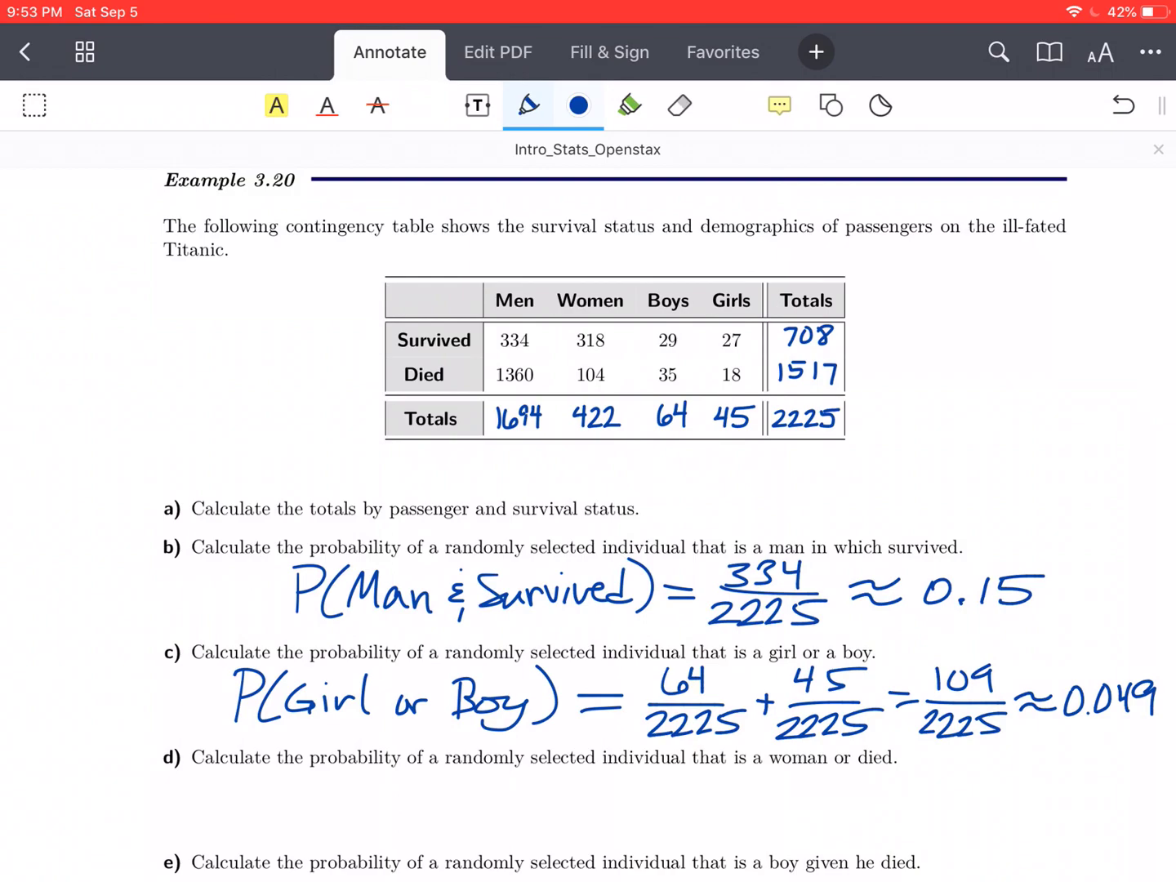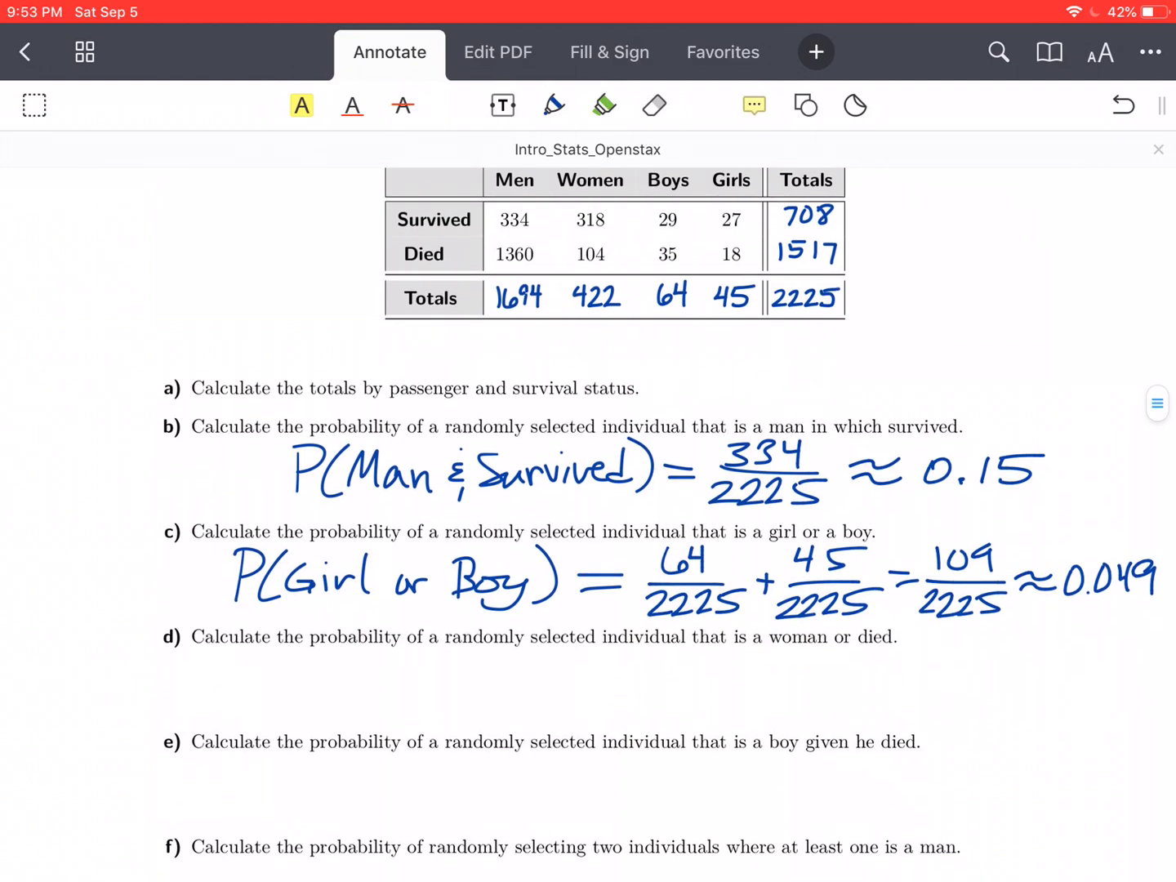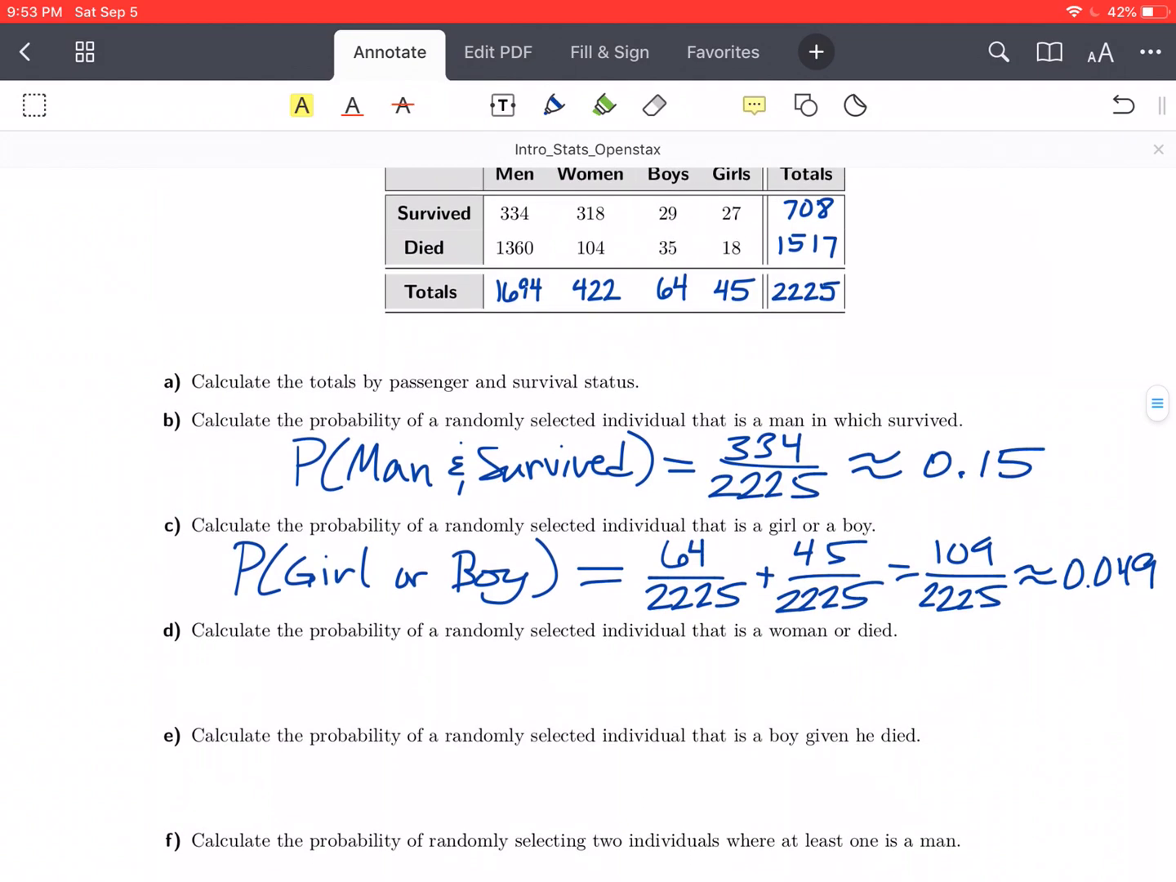So the probability of a randomly selected person being a girl or a boy as opposed to a man and a woman is 0.049. So very few children, as you can see up there, but this just demonstrates it as a probability. It says they made up a little less than 5% of the total number of people on the ship. Calculate the probability of a randomly selected individual being a woman or died.